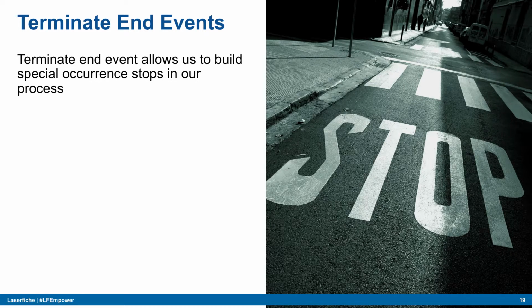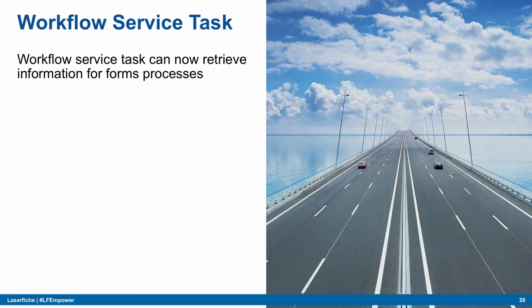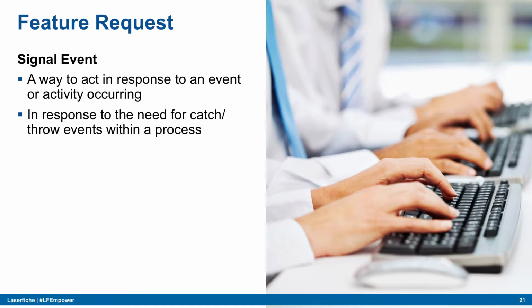Moving on, let's review first. So terminate end events allow us to handle some special occurrences, special exceptions in our system, retrieving information, as well as the workflow service task, which is a brief mention of our new ability to bring information from workflow and have workflow do a lot more for forms. We also have signal events, which was also in response to a feature request, a way to have a responsive type event. This is to be able to build a catch and throw. Another way to think about it is having some sort of broadcast and some kind of receiving event.